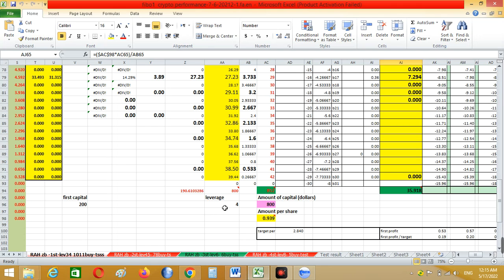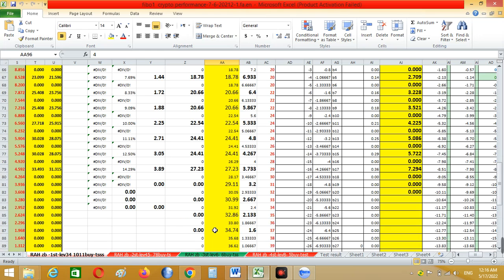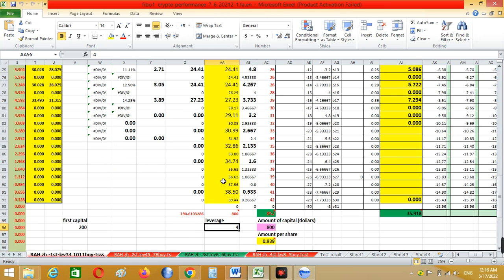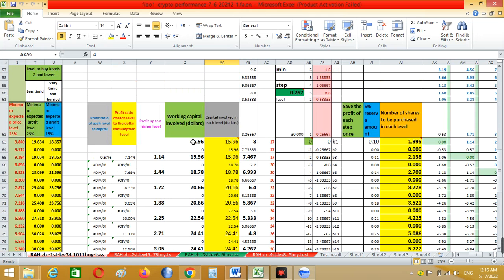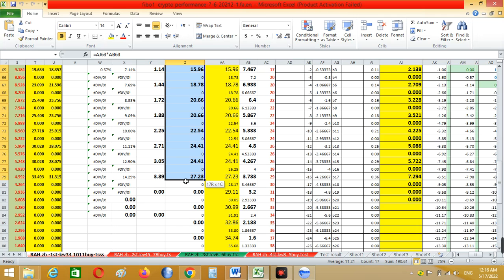In my table, this leverage is not leverage as in forex. By this leverage we control the risk of dollars which we use in each price step. So if you sum this amount of working dollars, you will see that it doesn't exceed your capital. In this sum we see 190.